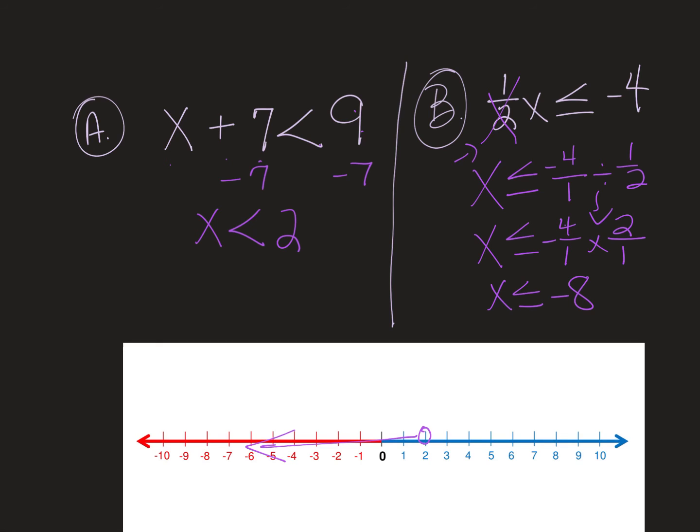Find negative 8. Let's go to a different color here. It is greater than or equal to, so our circle is going to be closed. Now, it's saying that x is smaller than that, so we're going to draw our line that way. Let me just refresh your memory here. If you have less than or equal to, it's saying that x is either equal to negative 8 or it's less than negative 8.